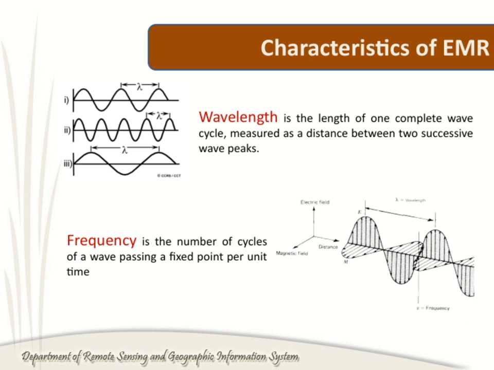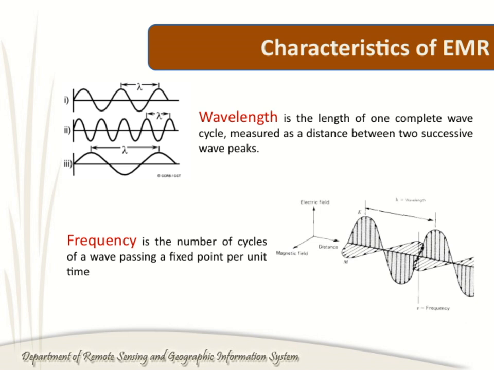Next, we have wavelength. This refers to the length of one complete wave cycle. You can picture it as the distance between two successive peaks of the wave. Wavelength is a key factor because it helps us understand the wave's energy and how it interacts with the environment.